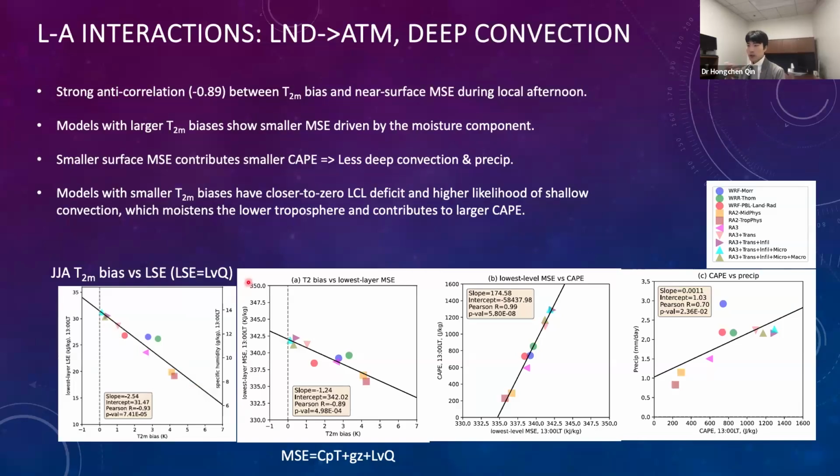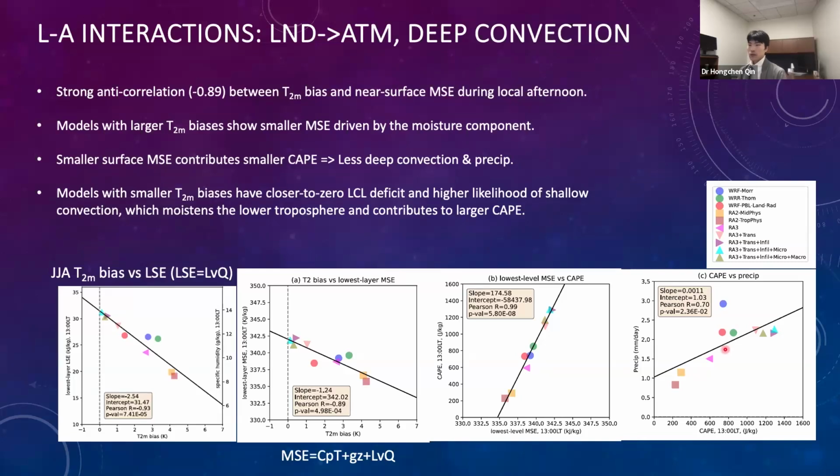Well, in this panel, we're trying to investigate the impact from land to the atmosphere in terms of deep convection. The left panel here shows the summertime T2M biases corresponding to latent static energy. The second column shows the correspondence between T2M biases versus lowest model layer moist static energy. The third column, lowest level MSE versus CAPE, convective available potential energy. And the rightmost column shows the correspondence between CAPE versus precipitation.